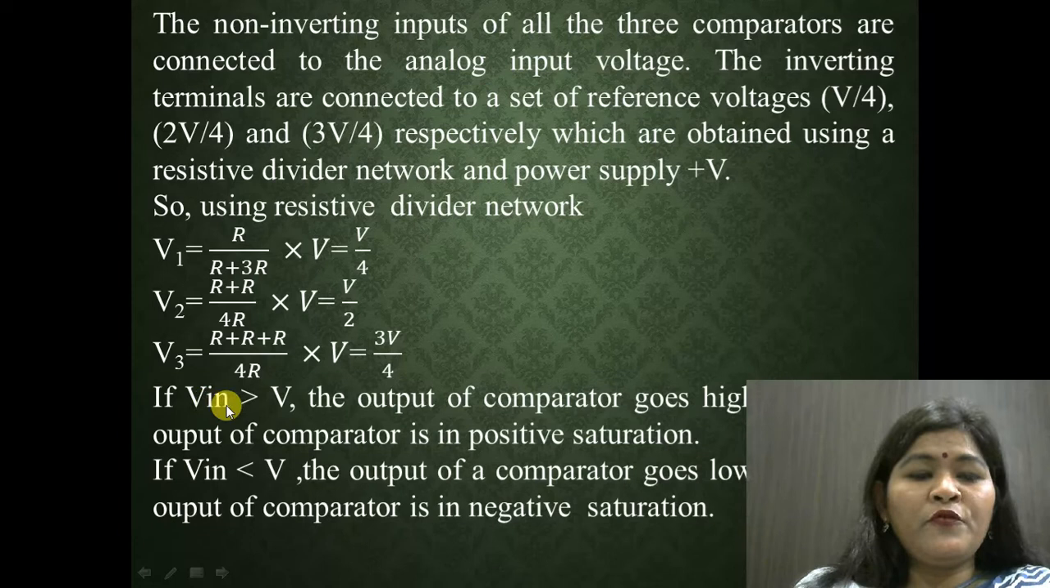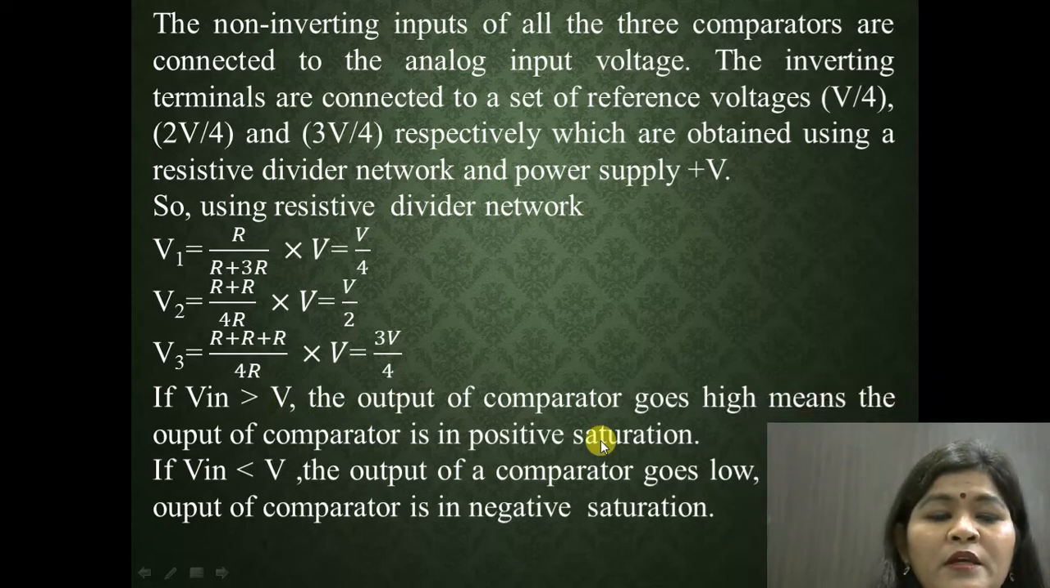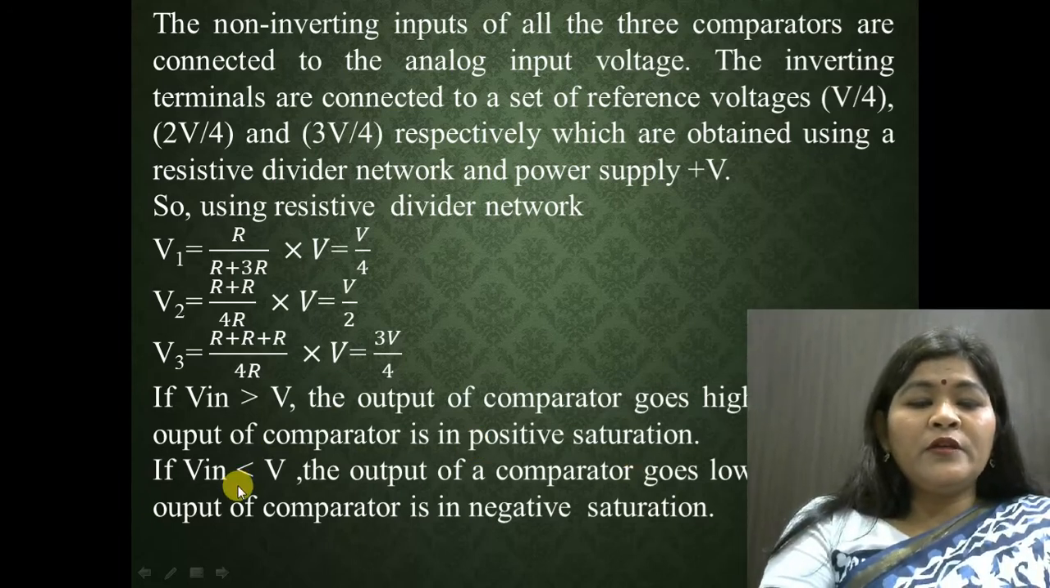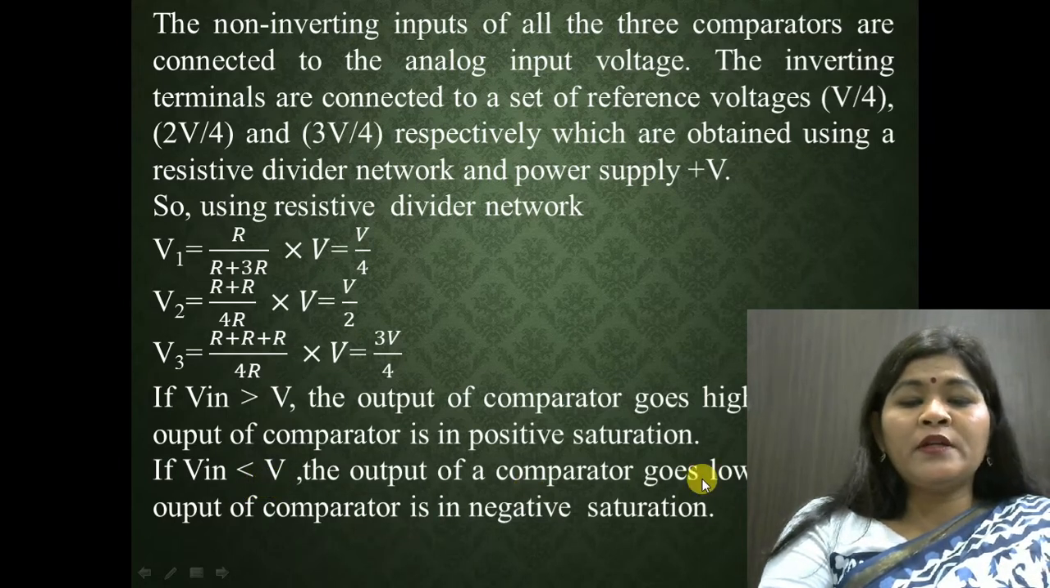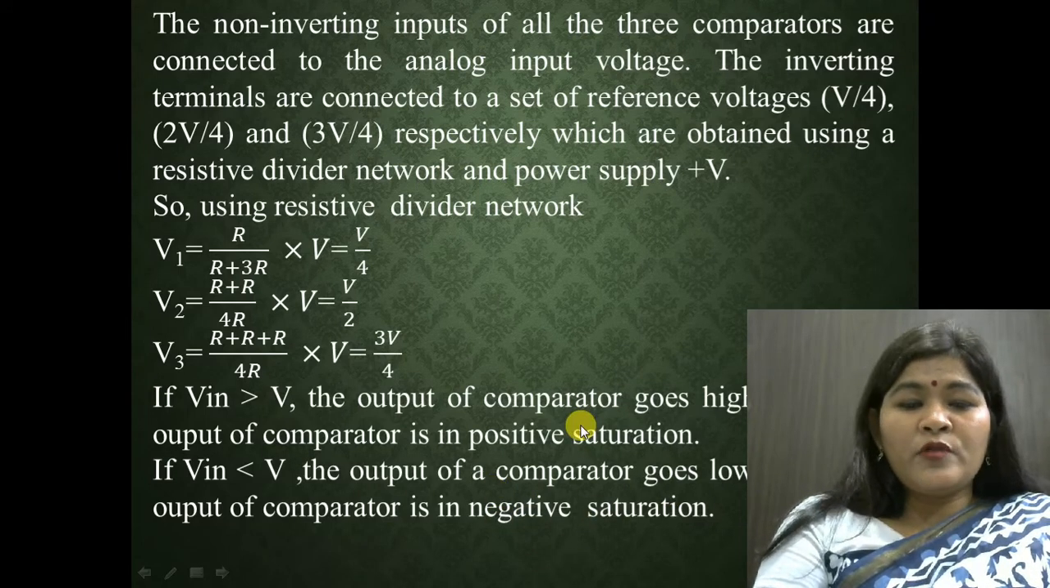So here if V in, that is the input voltage of the comparator, applied at the non-inverting terminal of the comparator, is greater than the reference voltage of the comparator, then the output of the comparator goes high. Goes high means the output of the comparator is in positive saturation, and if V in is less than the reference voltage, then the output of the comparator goes low, meaning the comparator goes into negative saturation.